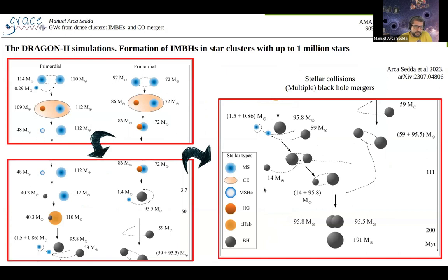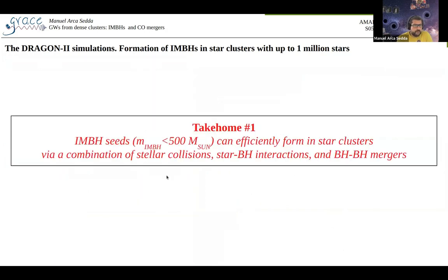The two black holes start interacting with other black holes, forming binaries, forming three-body interactions, and eventually the two black holes find each other and merge after 200 mega years. The gravitational wave recoil imparted on the remnant is so large that this object is ejected from the cluster and doesn't grow anymore. So the first take home I want to convey is that the NBH seeds can form in dense star clusters. And this happens usually via a combination of stellar collisions, star black hole interactions, and black hole mergers.